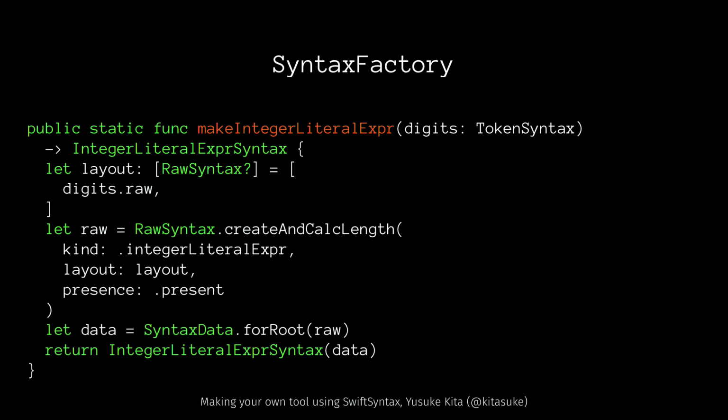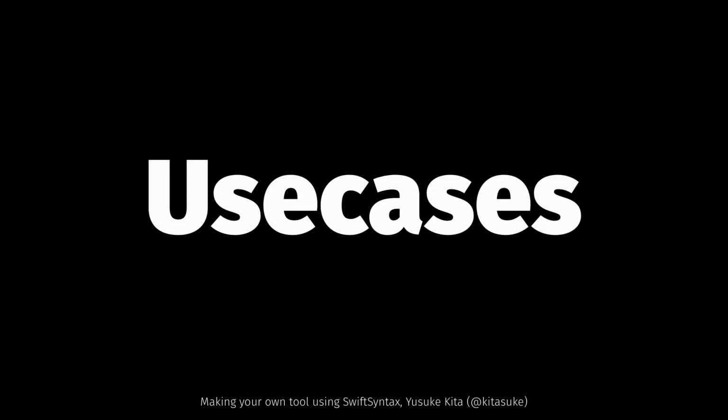As long as you use this factory method pattern in SwiftSyntax, you don't need to deal with raw syntax or syntax data, which are different data types. All right, I think that's enough lecture. I want to showcase two actual use cases for the Swift tools during my talk.